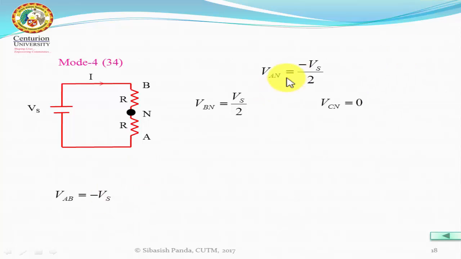Similarly, for AB, just subtract AN minus BN, we will get AB minus Vs, BC Vs by 2, and CA Vs by 2.